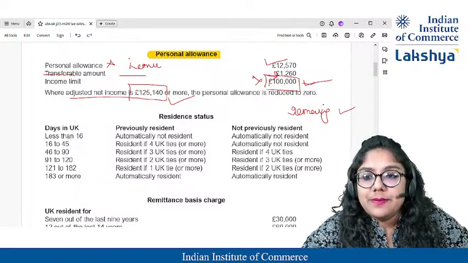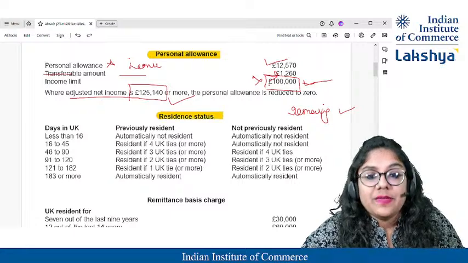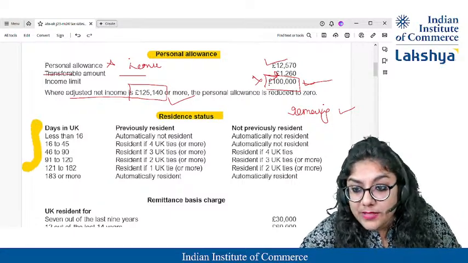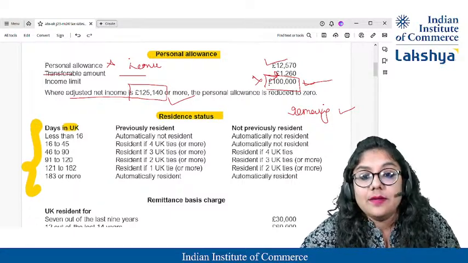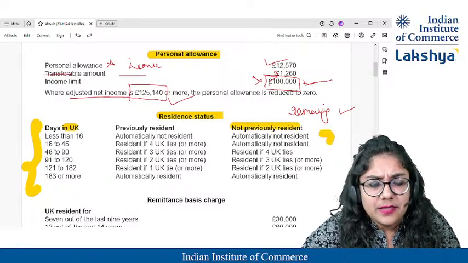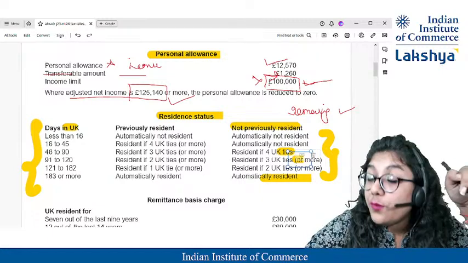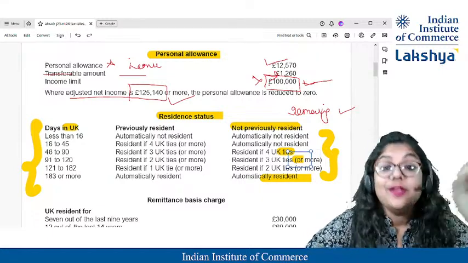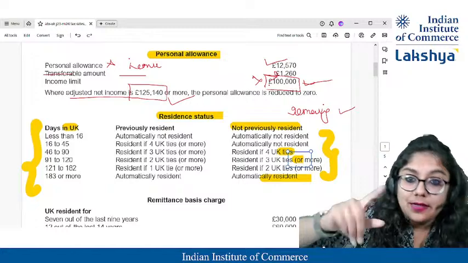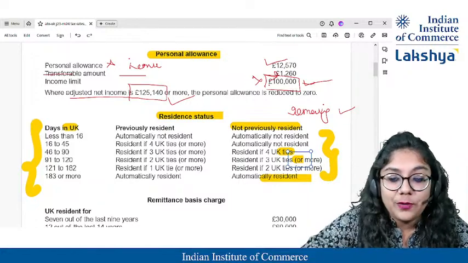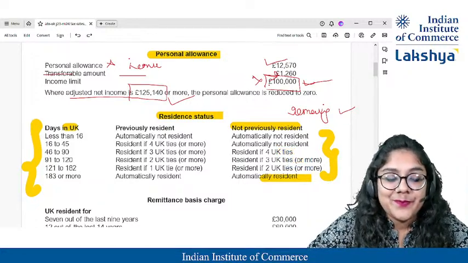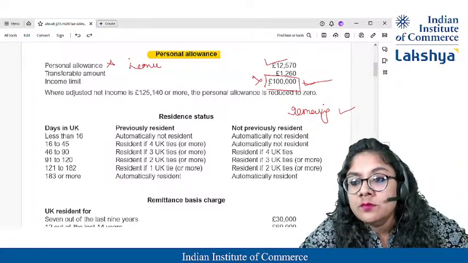Then we have learned something about the residential status. If an individual is staying for so many days in the UK, and in the previous year he was not a resident, he requires this many ties to qualify. 4321, and automatically. That way you remember the ties. So what's that 4321?